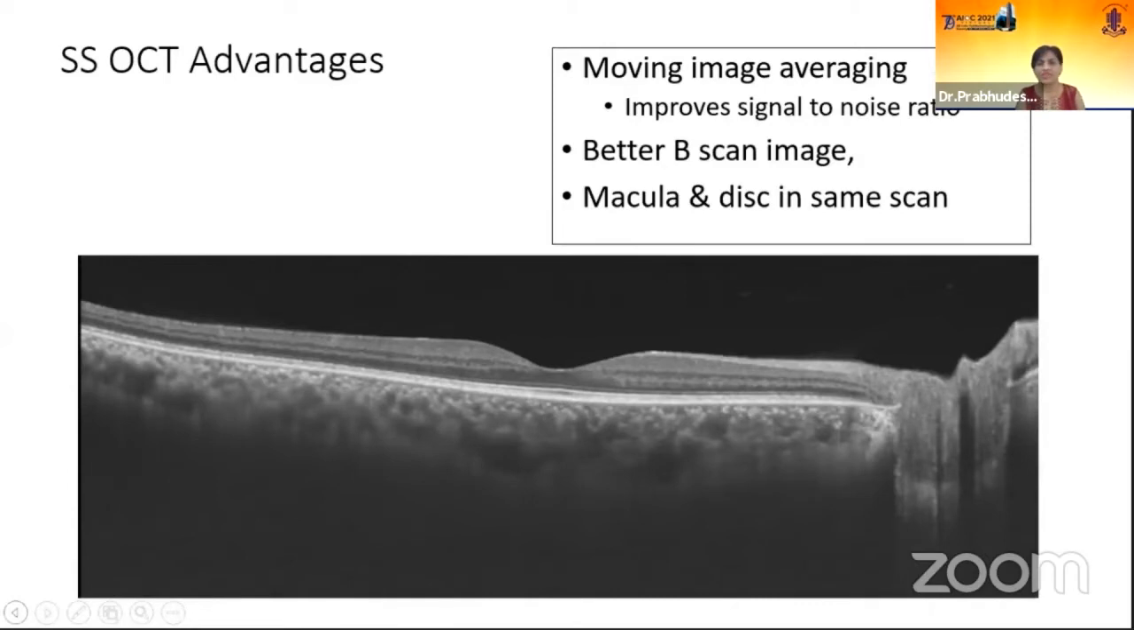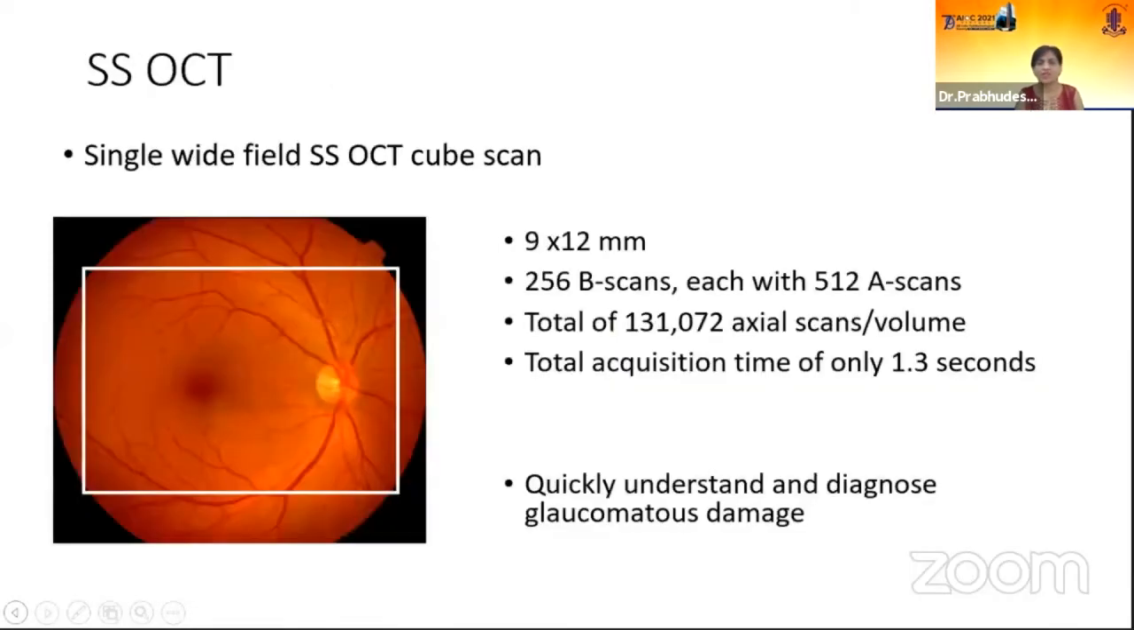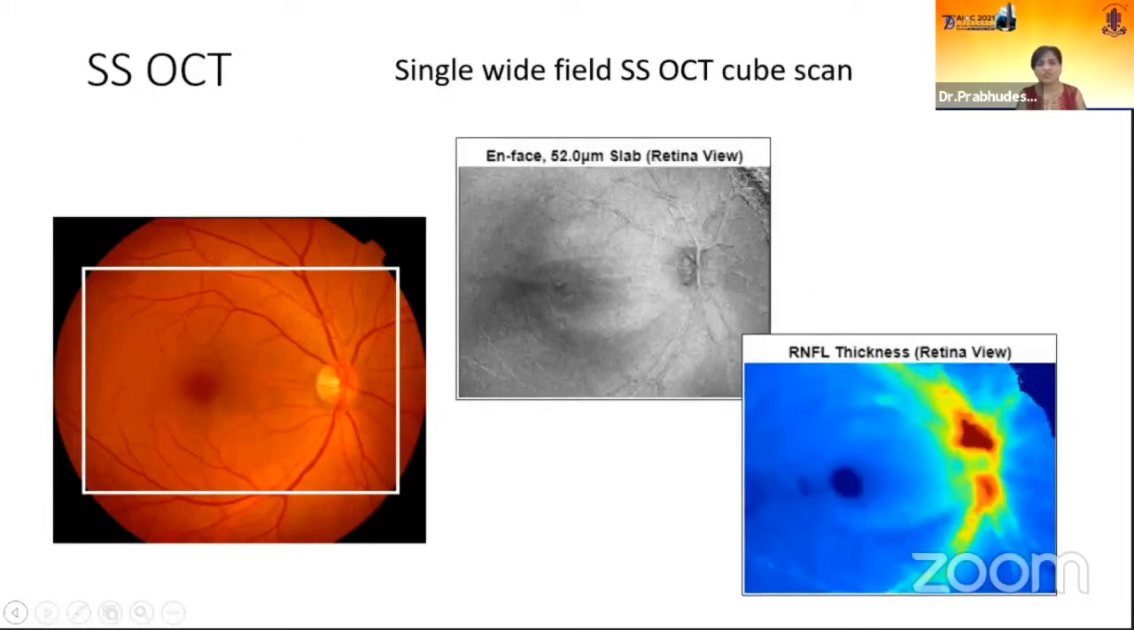Better B-scan images are there, and we can get the macula and disc in the same scan. Also, it has a single wide field cube scan of 9 by 12 mm, and the total acquisition time is only 1.3 seconds, and we can quickly diagnose glaucomatous damage based on this. It also shows en-face retinal image and RNFL thickness image.